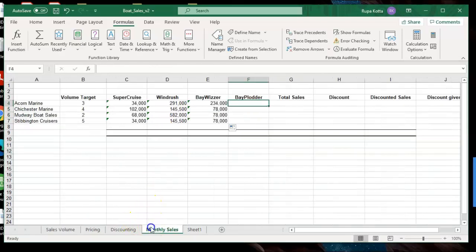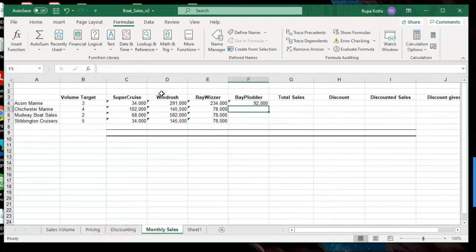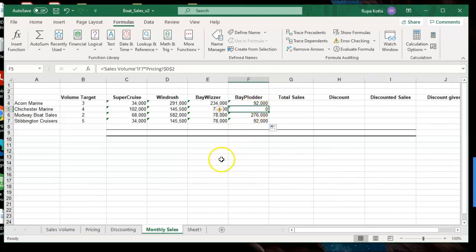Next one, Bay Plodder sales volume multiplied by the selling price. Put the selling price in absolute referencing because it is a constant value, not changing. Copy paste the formula. So we finished our calculations from C4 up to F7. This one is 0 here because you did not sell any product of Bay Plodder to Chichester Marine Company. Okay, it is 0, so that's why in the calculation also you have got 0.